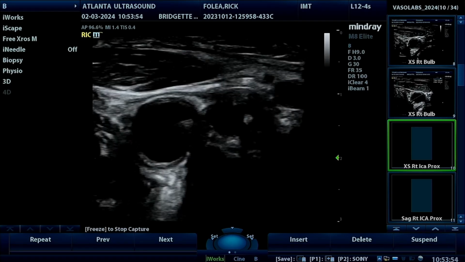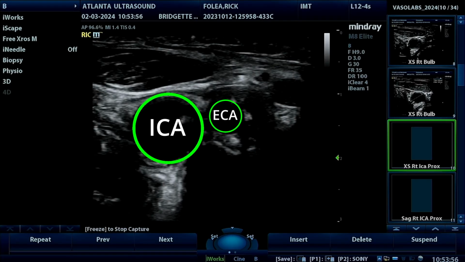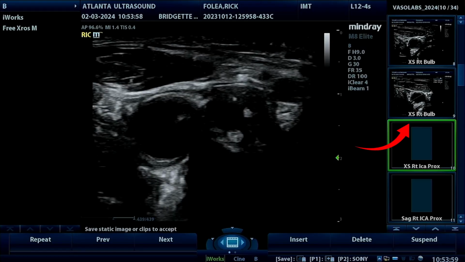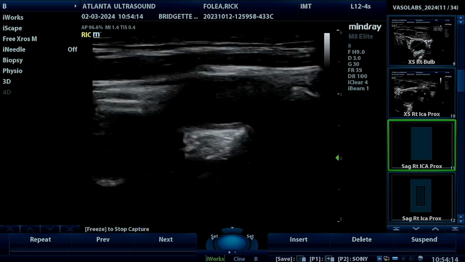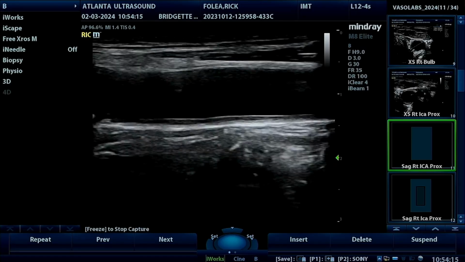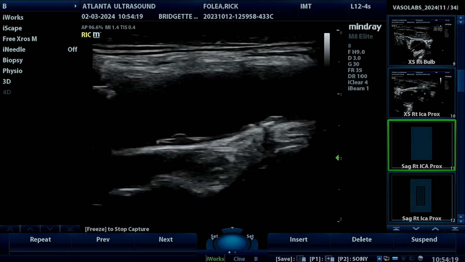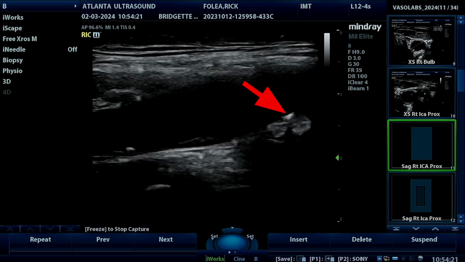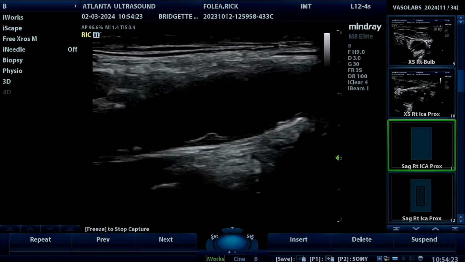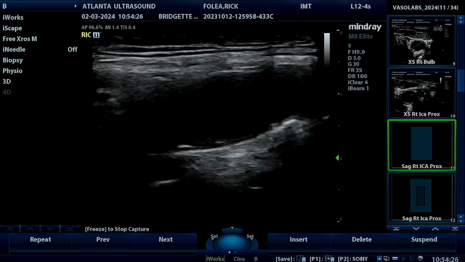Moving back up into the bulb, we see a better view of the internal and external carotid arteries. Let's grab a snapshot of that. Now we'll rotate the handheld sensor back to the sagittal view so we can see the long view of the artery. Move back up into the bulb. There's that little calcified plaque again. Keep moving up towards the jaw to find the ICA.